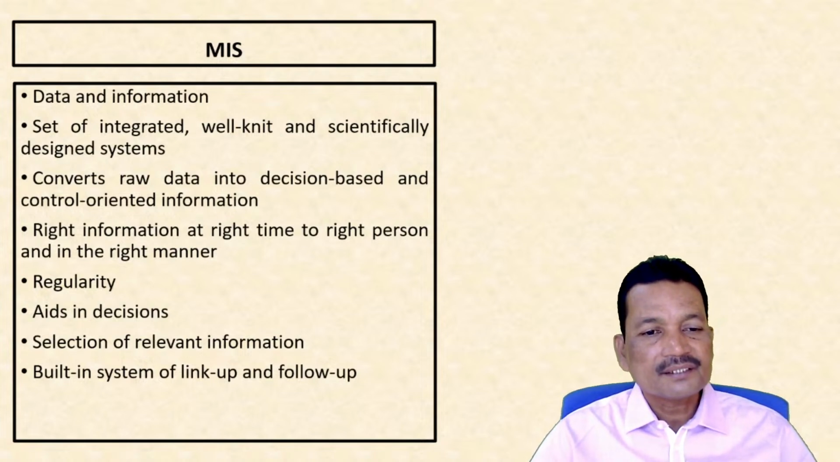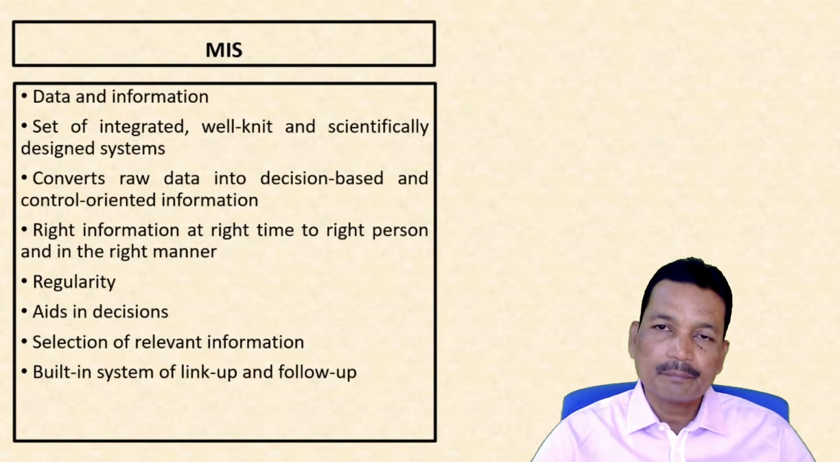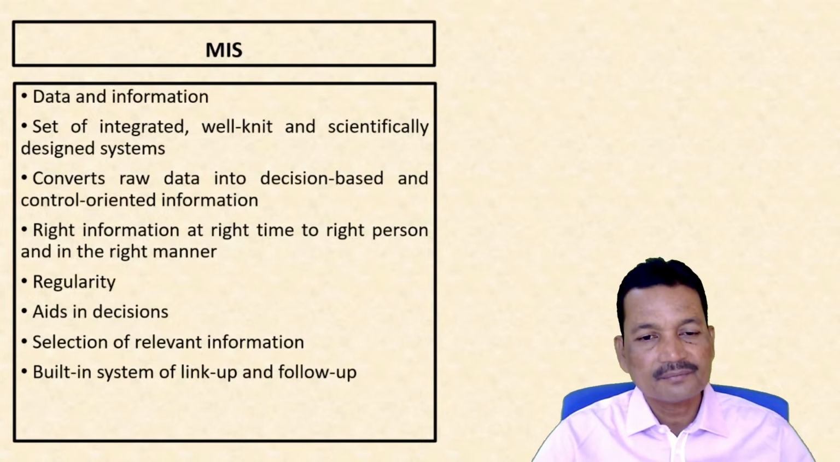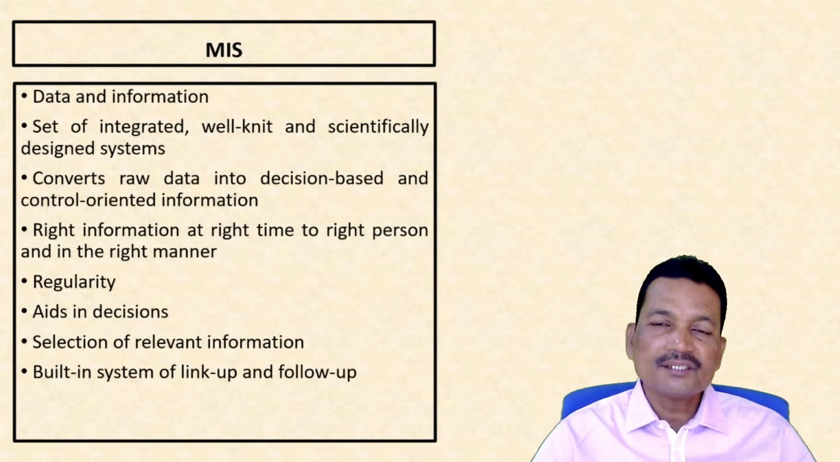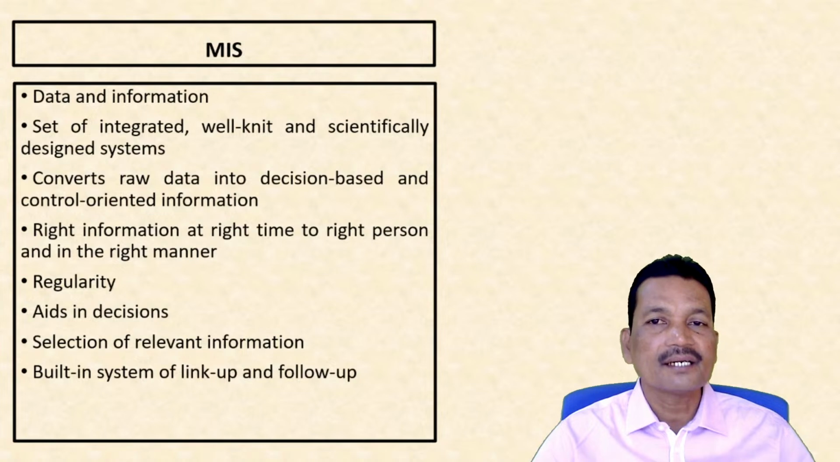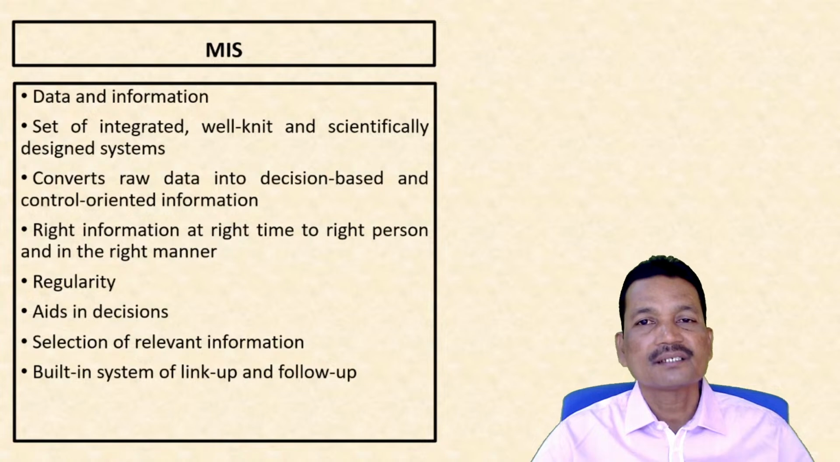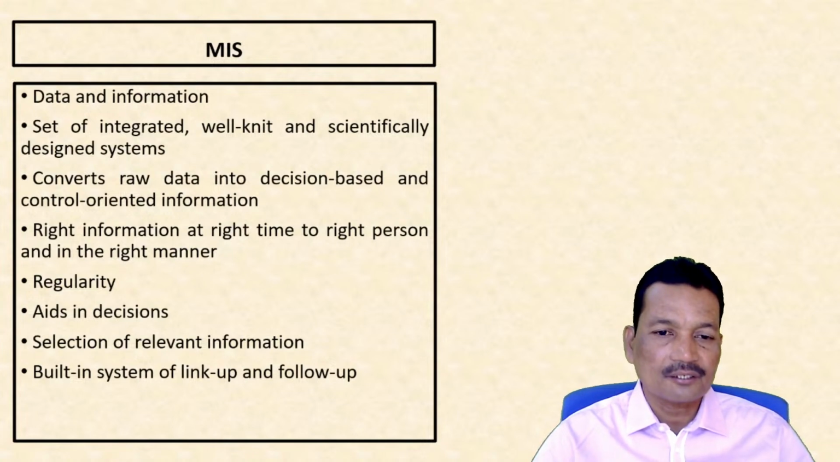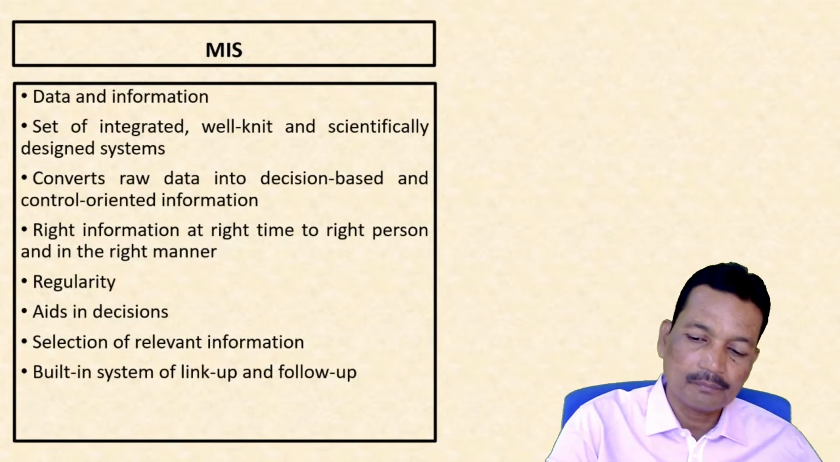It has a built-in system of link up and follow up. Now the MIS tries to link up the various levels of management through the flow of information, and the decisions taken at each respective managerial area, whether they are giving us positive results or not, should be checked. That means it should be followed up.